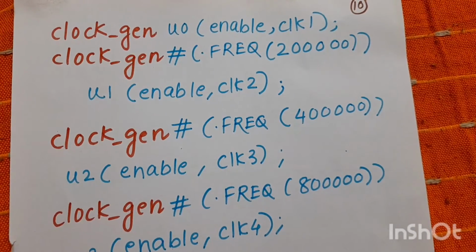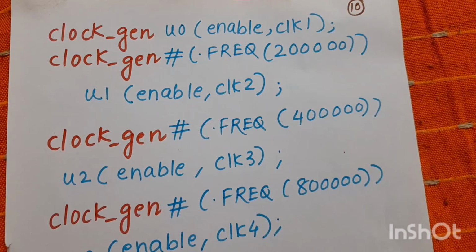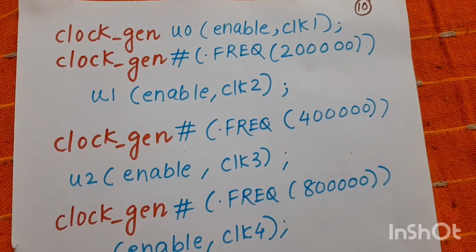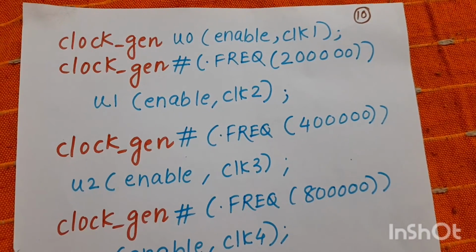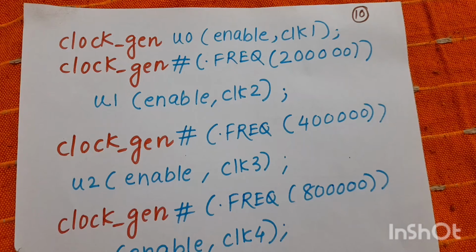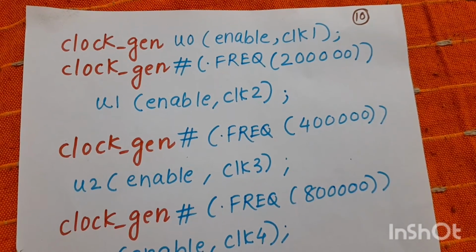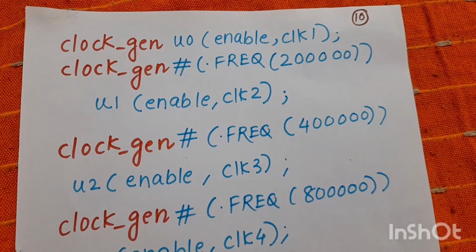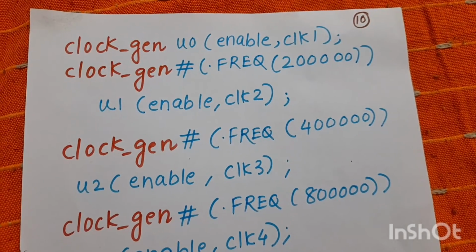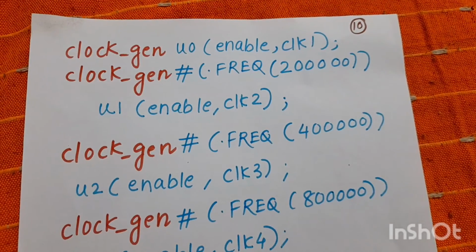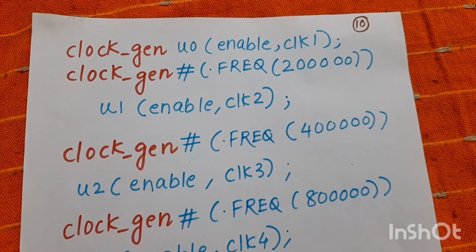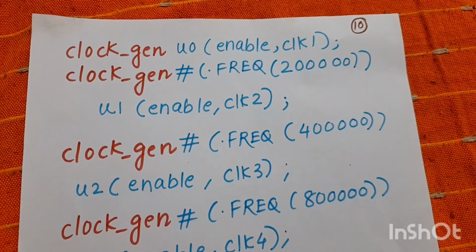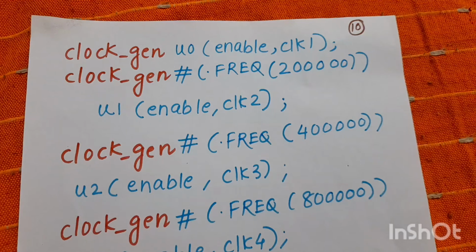Instantiated the clock gen module. U0 is the instance of the clock gen. 2 inputs we are providing, enable and clock 1. Next one, again we are instantiating clock gen module, but now we are changing the frequency, which is a frec, which is a parameter in the clock gen, to 2 lakh value, 2 lakh kilohertz. And instance name is U1 and input is enable and clock 2 semicolon.